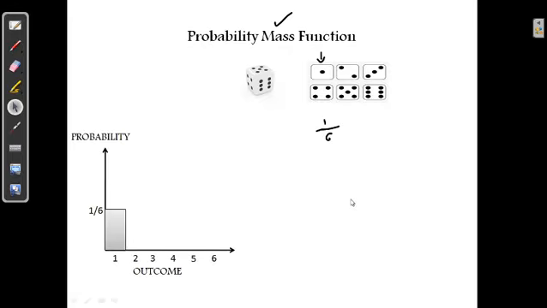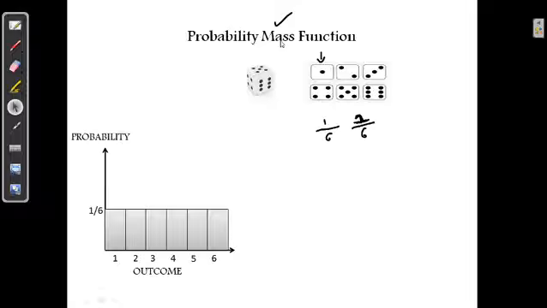Next, what is the probability of getting 2? How many times can 2 come? It can come one time. Again 1 by 6. Probability of getting 2 is again 1 by 6. Similarly, the probability of 3, 4, 5, 6, all of them is 1 by 6. Each outcome is 1 by 6.